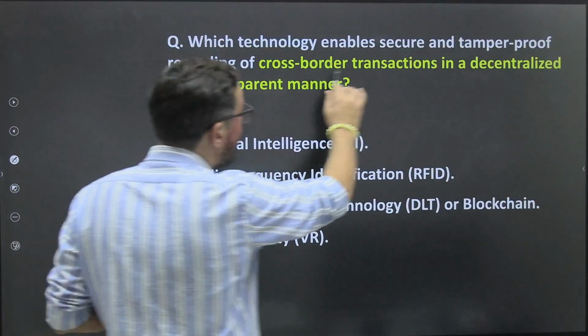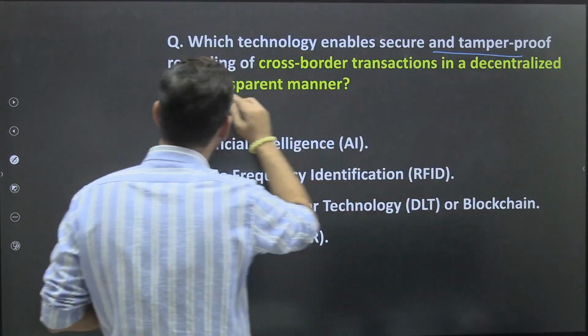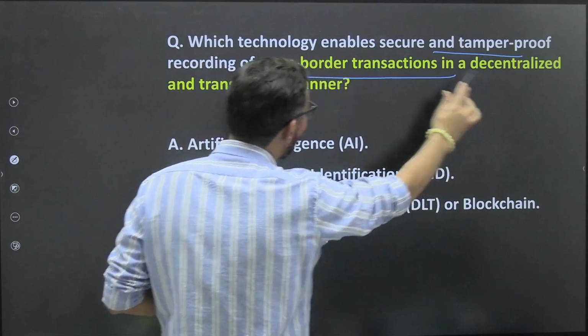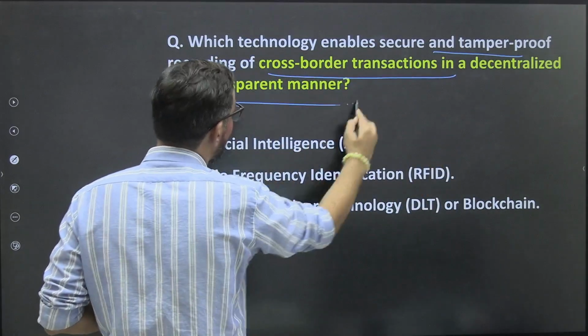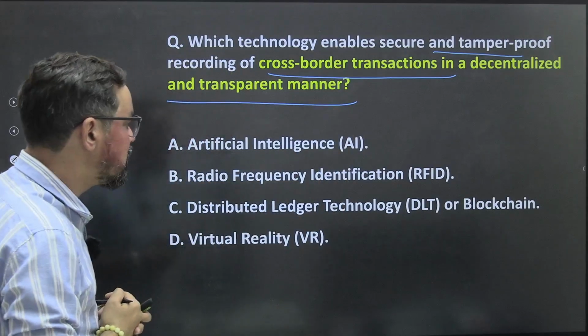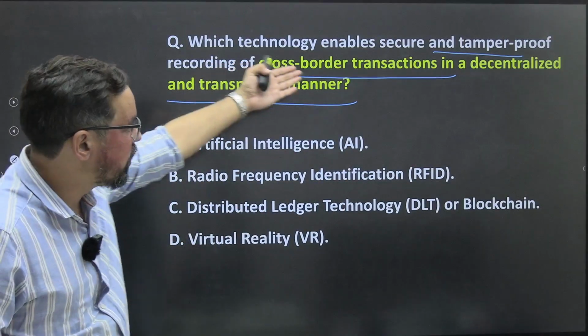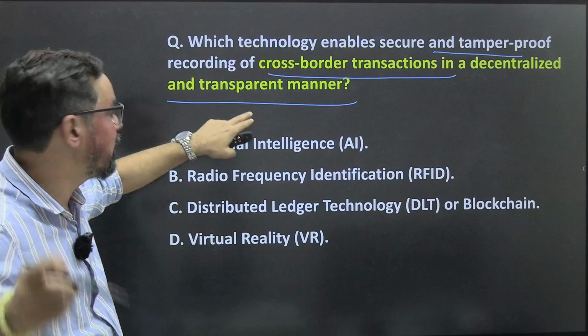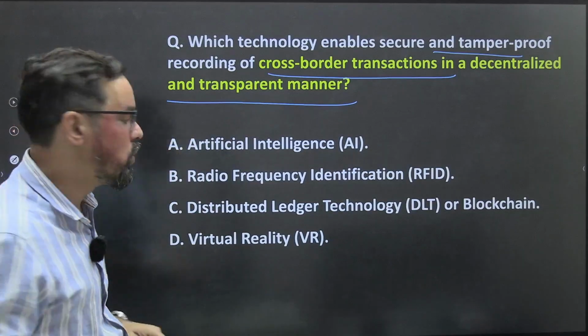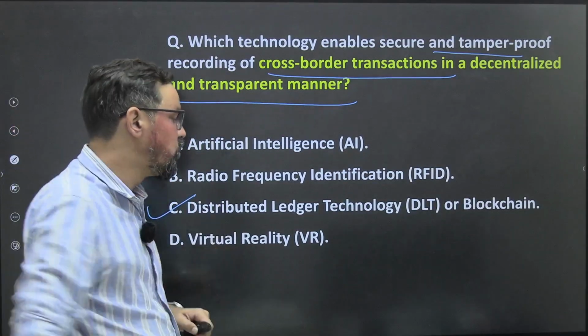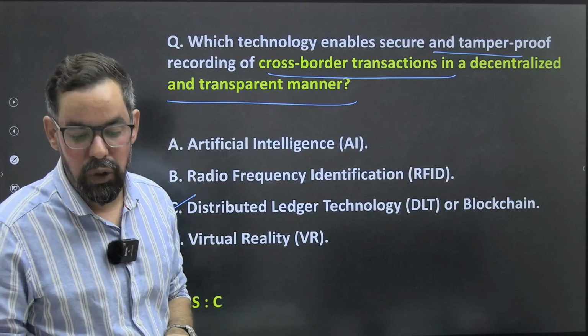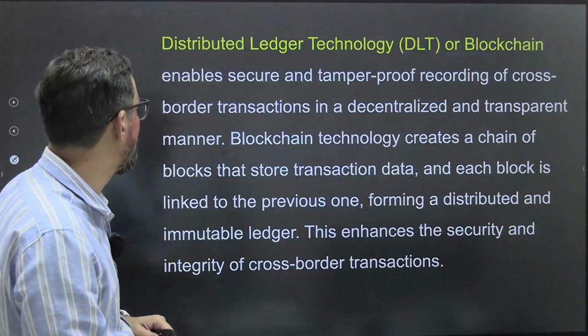Which technology enables secure and tamper-proof recording of cross-border transactions in a decentralized and transparent manner? For this we have blockchain, for cross-border transactions that are decentralized and transparent. So it will be blockchain. Distributed ledger technology, generally known as blockchain, okay? So next one.